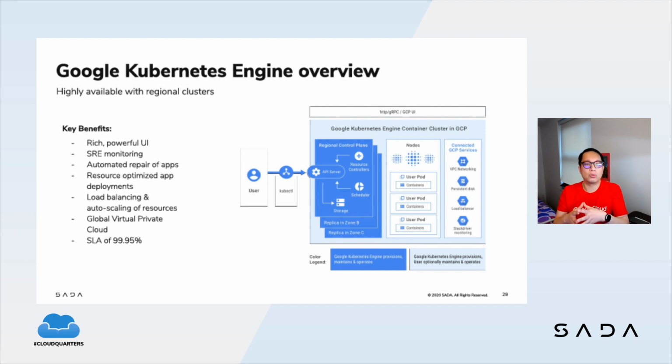We help you do SRE, or site reliability engineering, monitoring. We help you automate the repairing of the app and optimize the application. We do auto load balancing and auto scaling. We have a global virtual private cloud, which means we can hide the overall cluster within your cloud network environment, rather than give the customer a public IP address, which would introduce vulnerabilities or risks for others accessing your cluster, right? The overall SLA for Kubernetes is 99.95% availability.